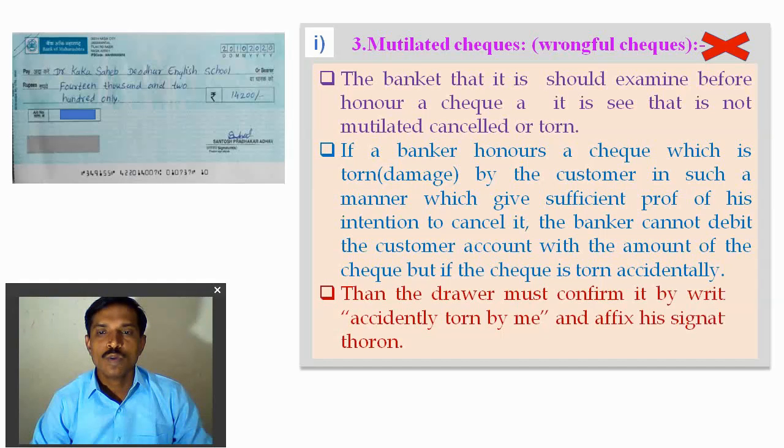the drawer must confirm it by writing 'accidentally torn by me' and affixing his signature thereon. So if the customer accidentally damages the upper side, left side or top side, the banker takes this confirmation in writing from the customer that the check was damaged accidentally. Otherwise the bank should not pay the amount of the check or honor it. So the bank takes precaution about mutilated, wrongful or damaged checks.